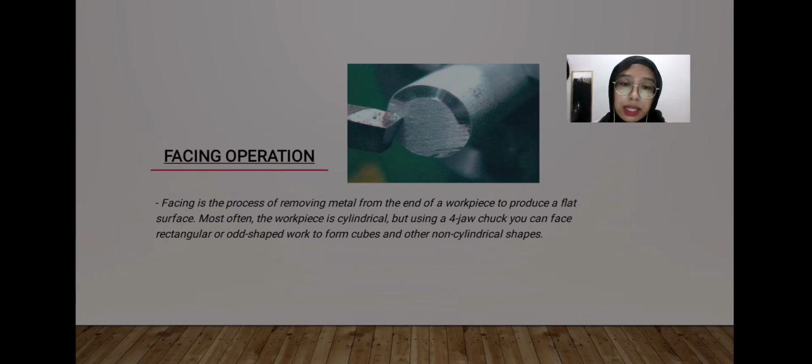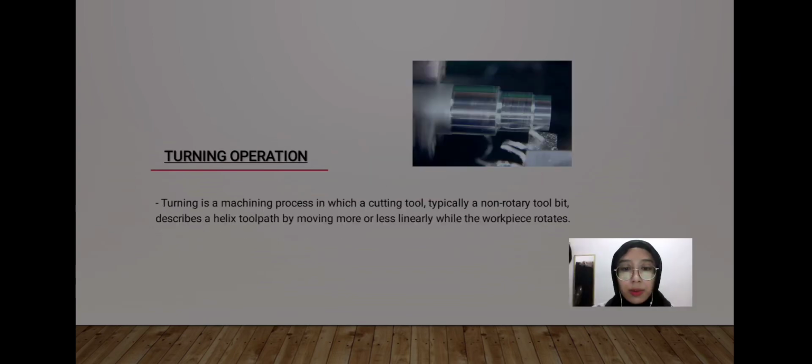This is facing operation. Facing is the process of removing metal from the end of a workpiece to produce a flat surface. Most often, the workpiece is cylindrical, but using a four-jaw chuck, you can face rectangular or odd-shaped work to form cubes and other non-cylindrical shapes. This is turning operation. Turning is a machining process in which a cutting tool, typically a non-rotary tool bit, describes a helix tool path by moving more or less linearly while the workpiece rotates.